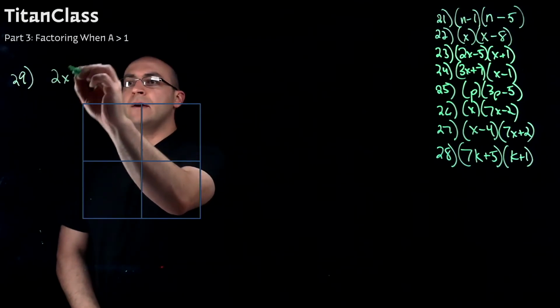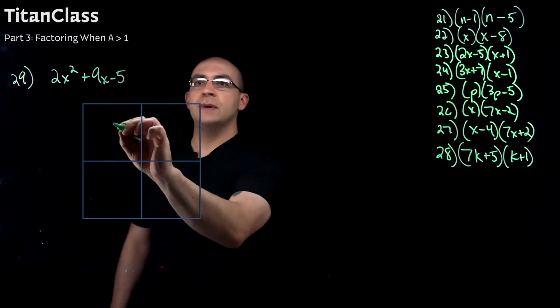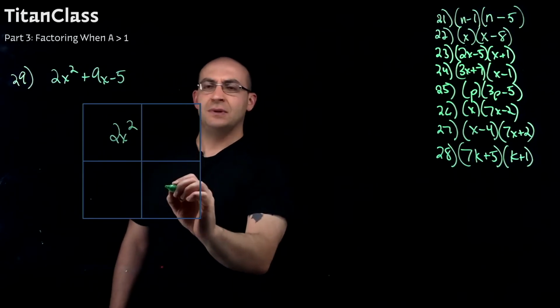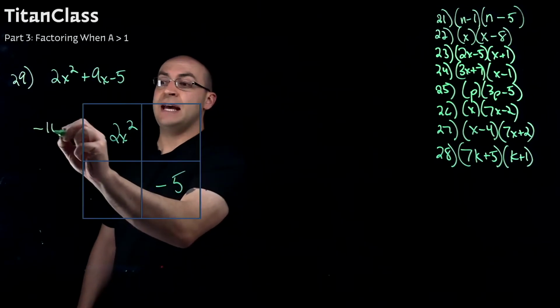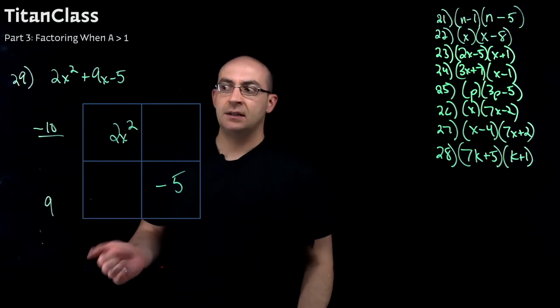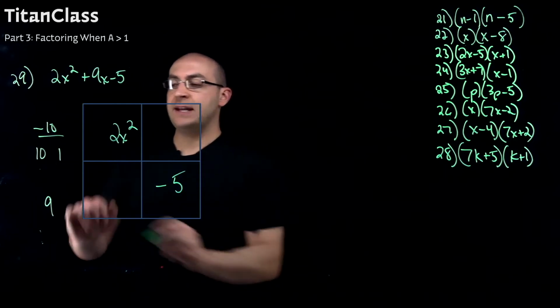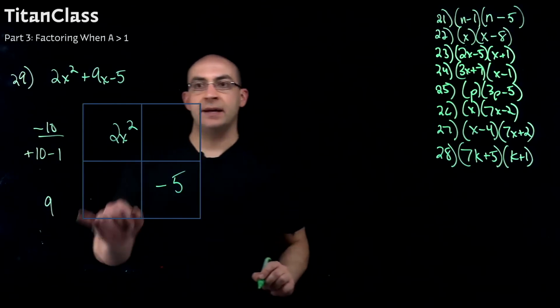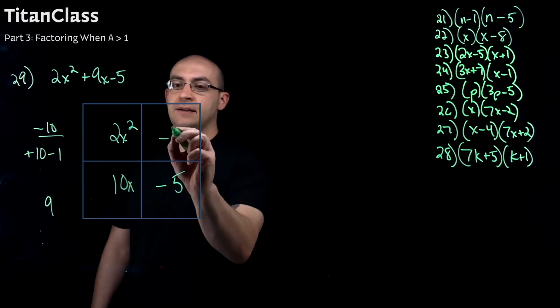2x squared plus 9x minus 5. 2x squared goes in the top box. Minus 5. 2 times negative 5 is negative 10. And I'm looking for factors of negative 10 that I could add to 9. I need a 10 and a 1. The 10 has to be positive, and the 1 has to be minus. 10 minus 1 is 9, right? So we've got a 10x, and we've got a negative 1x.